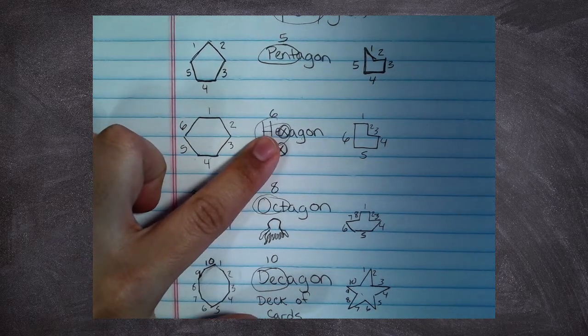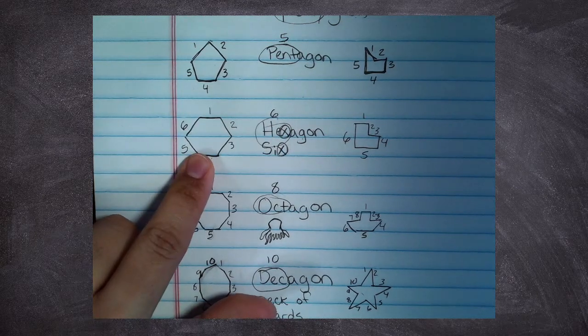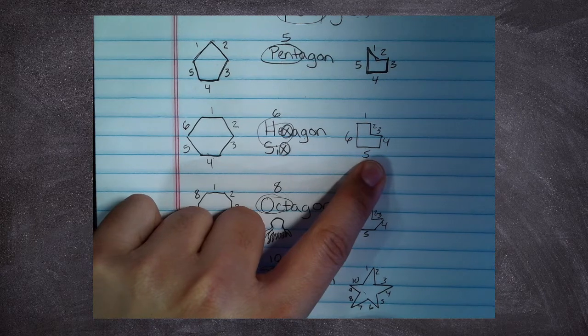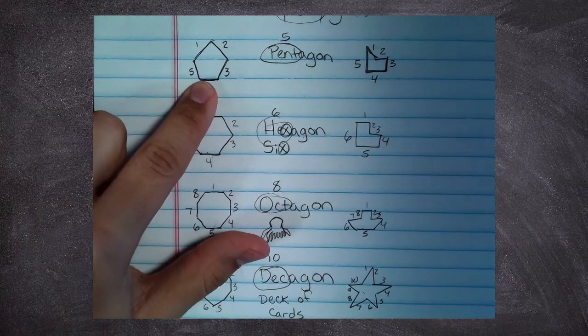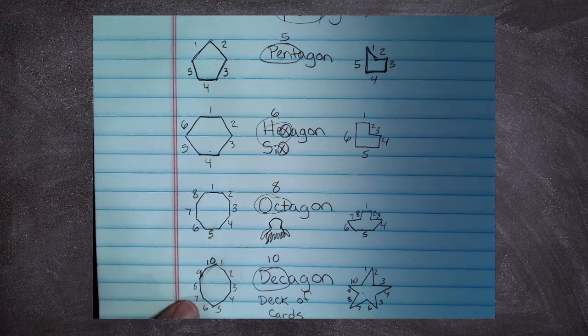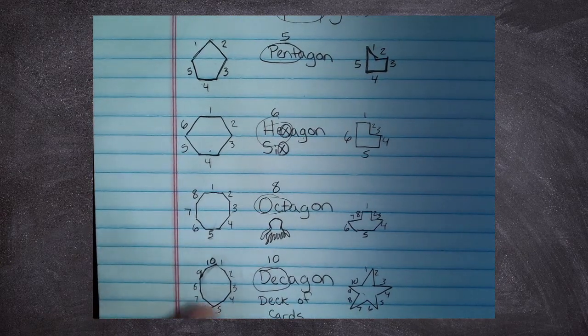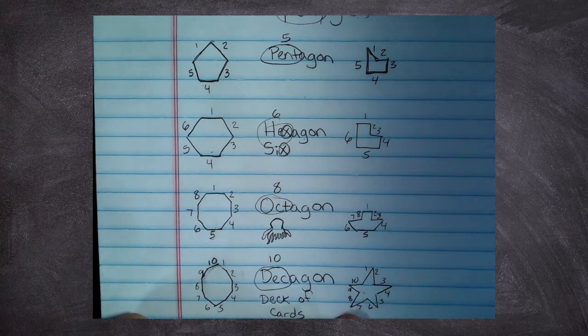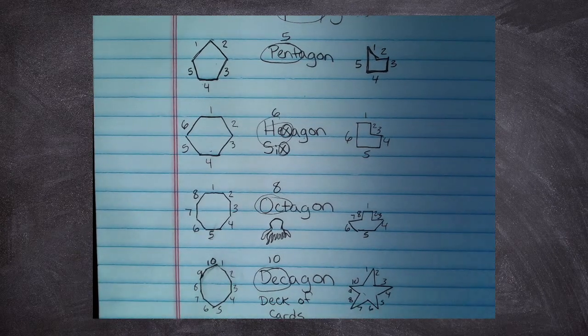The same thing is true for all of my other polygons. Hexagons just need to have 6 sides. They don't all have to look like this. They could look like that. Pentagons could look like this, or they could look like this. And decagons could look like this, or like that. The important thing with polygons is how many sides they have. So long as the number of sides is correct, you have the correct polygon.